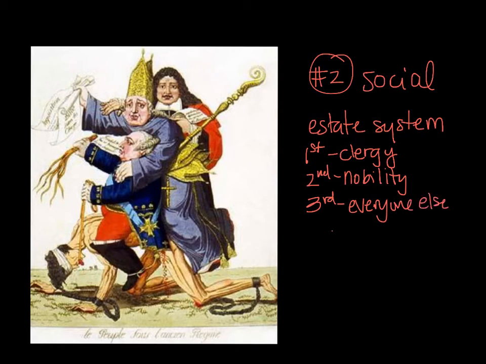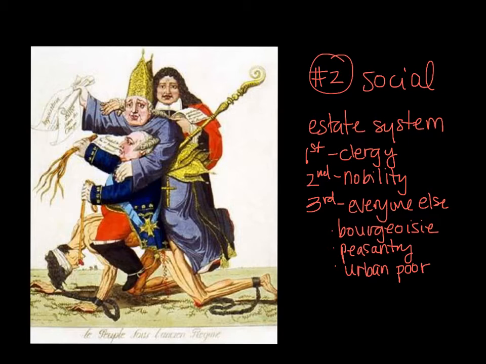And that everyone else meant the bourgeoisie, which is French for middle class, which unlike today actually means people who could have been pretty darn wealthy. Like the bourgeoisie included super wealthy people, super educated people. They just did not have noble titles. This also included the peasantry, who are the rural poor, people who work the land, and the urban poor, people who live in cities.